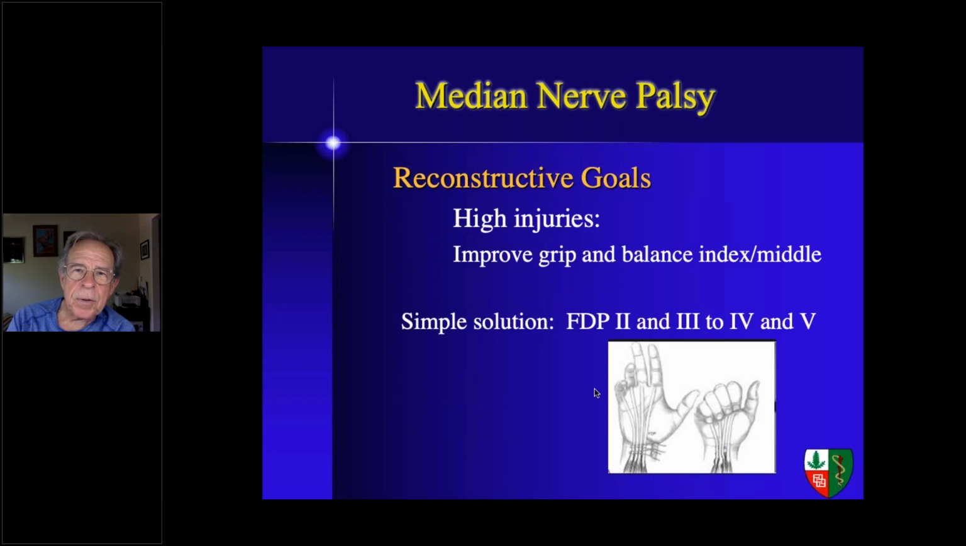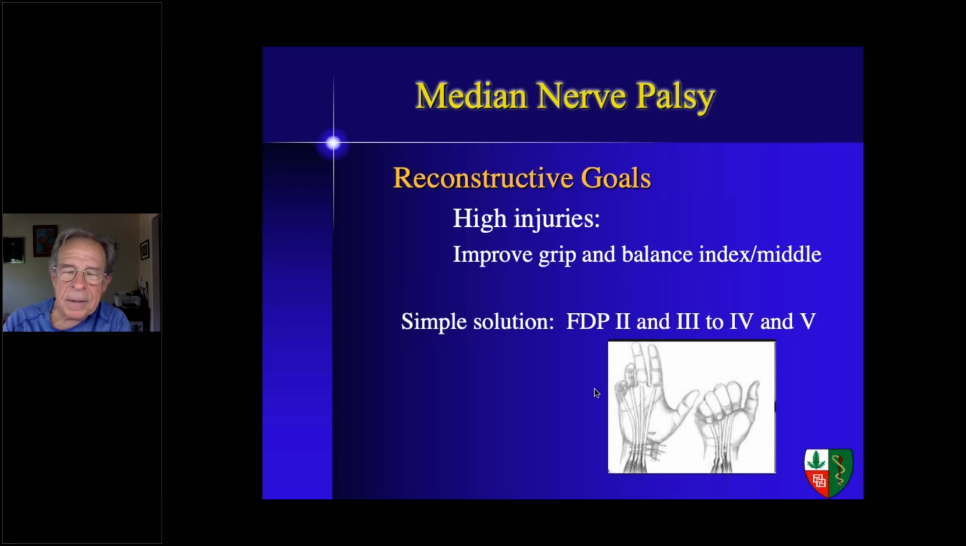So for high injuries, we want to improve grip, and primarily balanced grip, so that the index and middle fingers participate in the grip of larger objects. The simplest solution, and the one we most frequently fall back on, is to attach the innervated 4th and 5th profundus tendons to the paralyzed index and middle finger profundus tendons, adjusting the balance so that when those innervated profundi contract, all the fingers come into a balanced flexion.